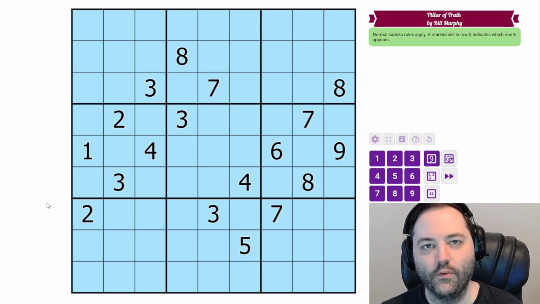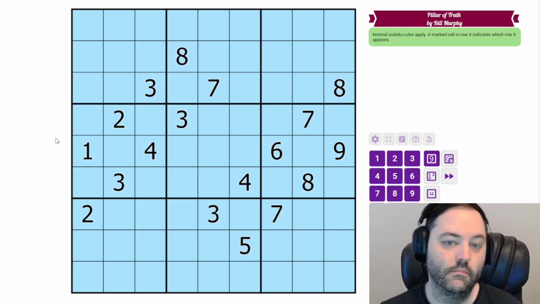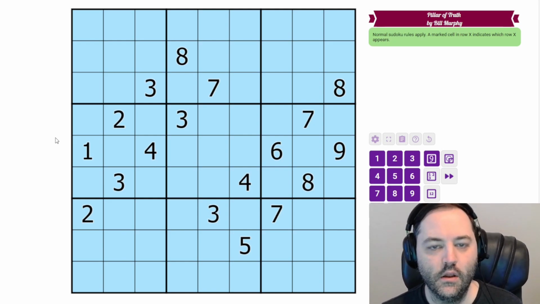Hi everyone, this is the walkthrough for Pillar of Truth by Bill Murphy. This will be guessed at some point, but it hasn't been published yet, so I don't know what date it's for, but by the time it's published, you will.